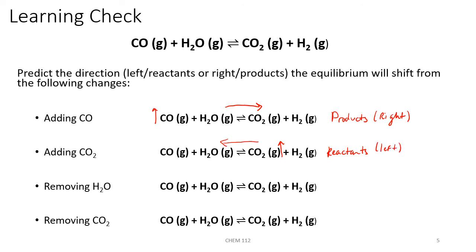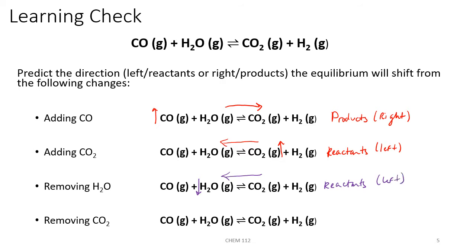Removing H2O. If we remove our water, which is a reactant, we take it away. Now the system realizes that it's lacking something, and so it will overcome that stress essentially by generating more of what you took away. So it'll shift towards that removal, or towards the reactants, to the left.